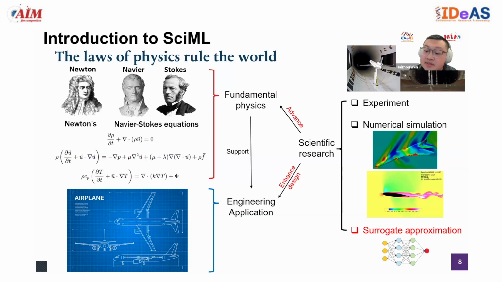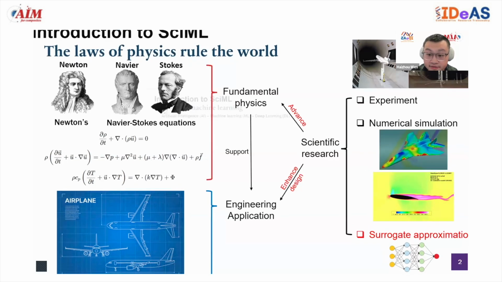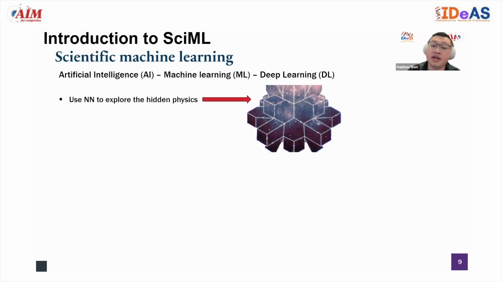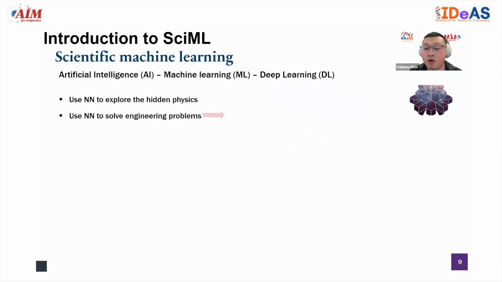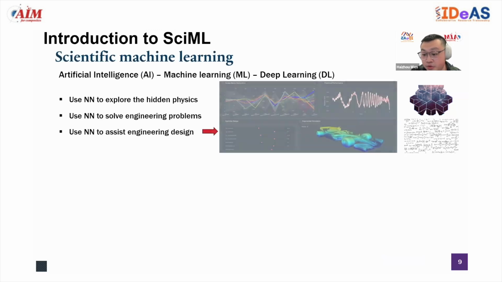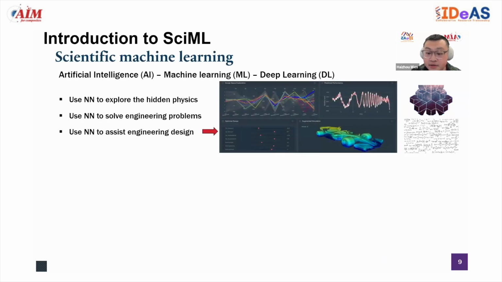These models don't replace physics; instead they learn from data, either from experiments or simulations, and offer a faster way to approximate physical behavior or engineering processes. So in scientific machine learning, we can use NNs to explore hidden physics to push the boundary of science. We can also use NNs to solve engineering problems in a more efficient way. We can also use NNs to assist our modern engineering design.